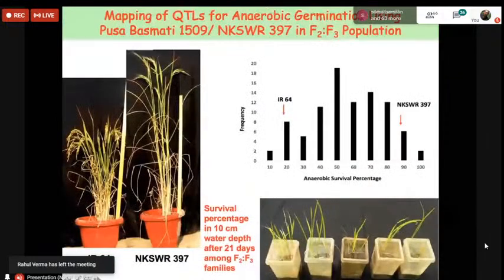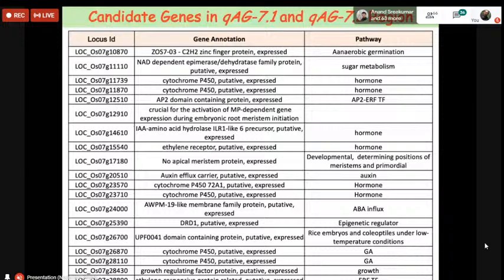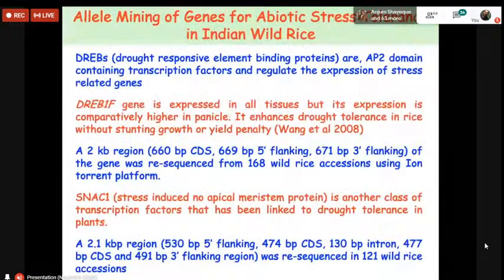So we are mobilizing these into basmati, this high yielding variety. You can see this is the major QTL with a very high LOD score on chromosome 7. And then the underlying genes, similarly, we have tried to find out.